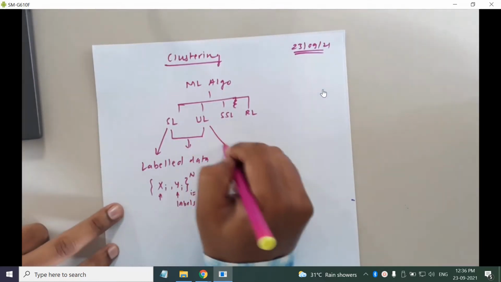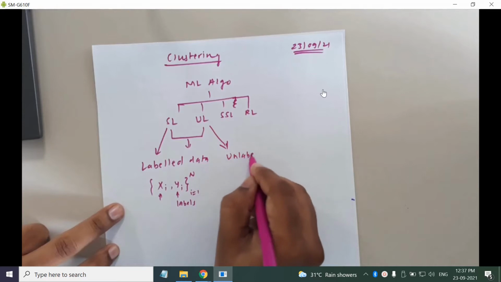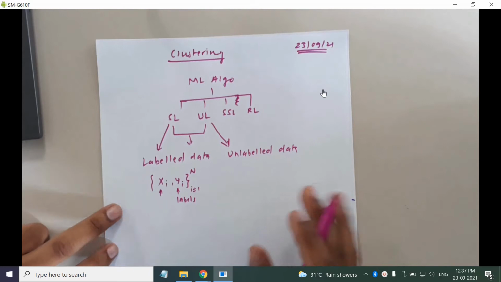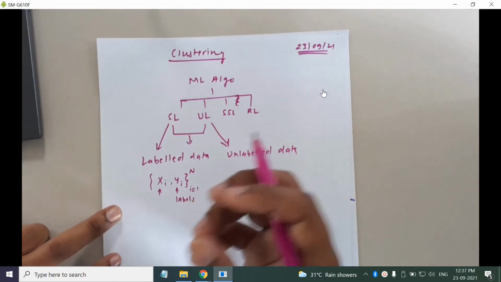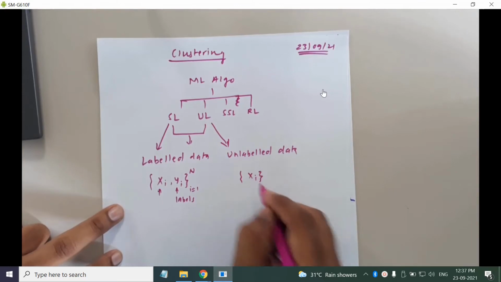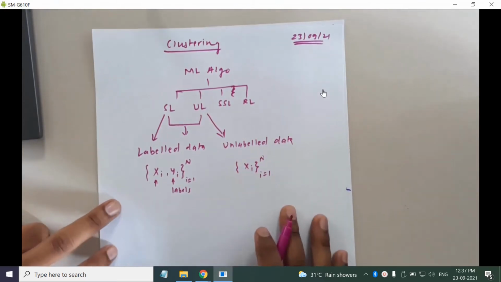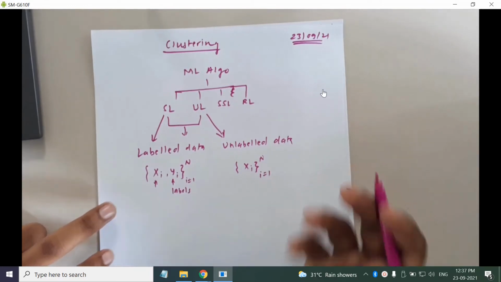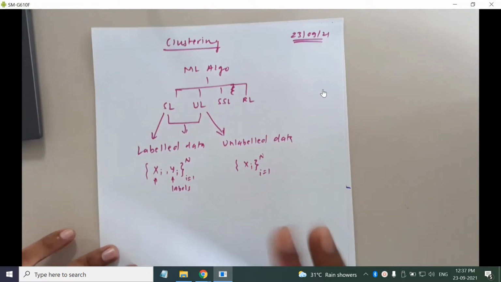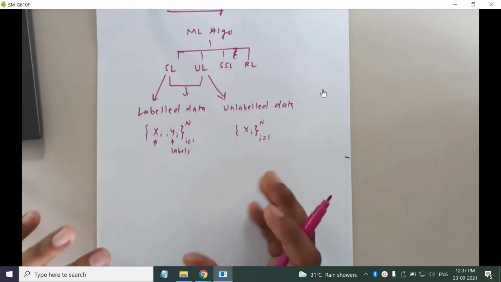And in unsupervised learning you have unlabeled data. You just have the input reading, the reading of the observation. So you have just the xi set, i varying from 1 to n. You don't have labels. So how to find a pattern in that? The simplest approach that we can have is clustering.